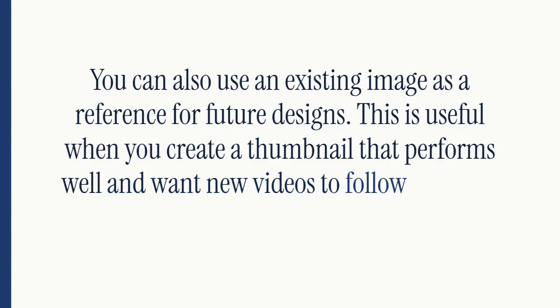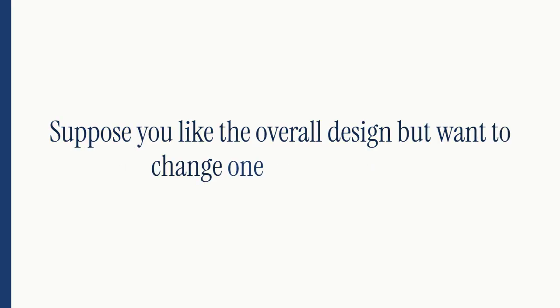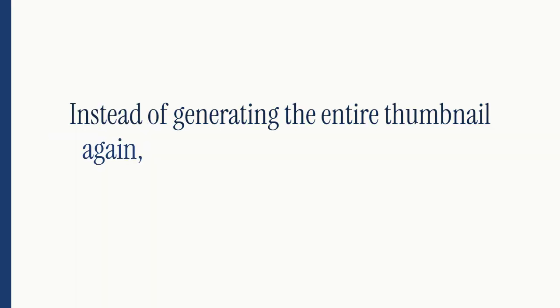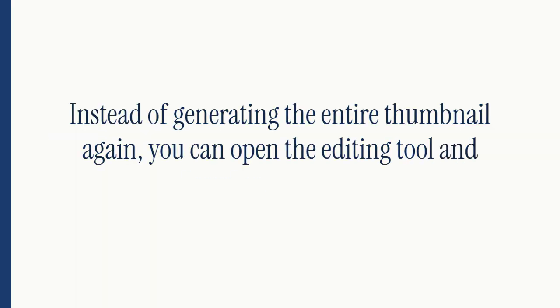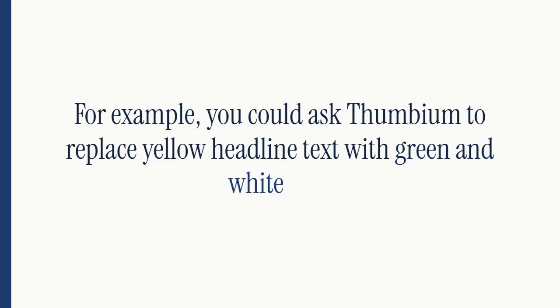Suppose you like the overall design but want to change one specific detail. Instead of generating the entire thumbnail again, you can open the editing tool and describe the change. For example, you could ask Thumbium to replace yellow headline text with green and white text. The software processes the request and adds the revised image to the gallery while keeping the original version available.